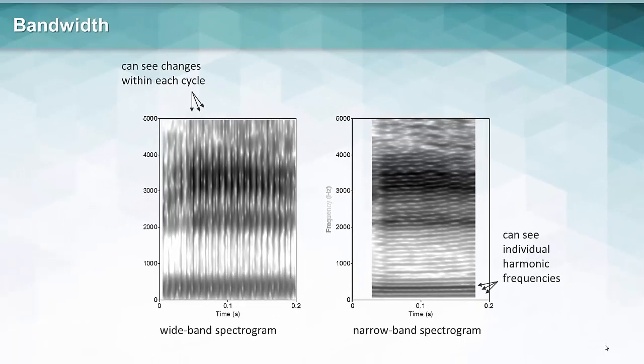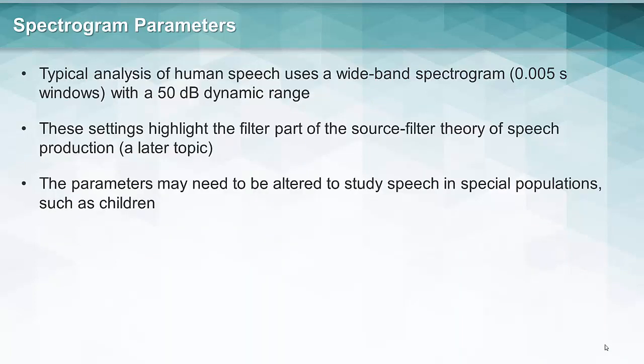For most purposes, seeing that there is phonation in the vertical striation, combined with the blobs of gray at different frequencies from the broadband spectrogram, tell us more of what we want to know about speech. We aren't normally too concerned about harmonics, which is what we see that's different in a narrowband spectrogram.